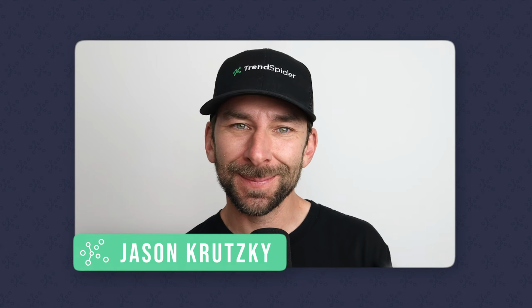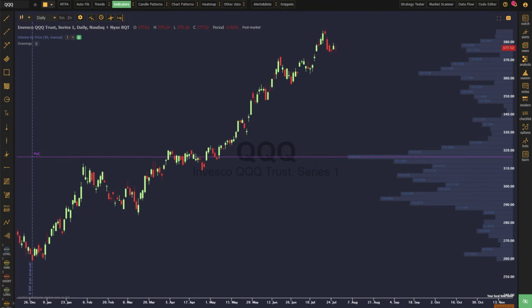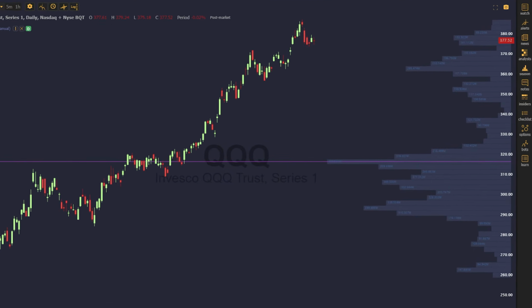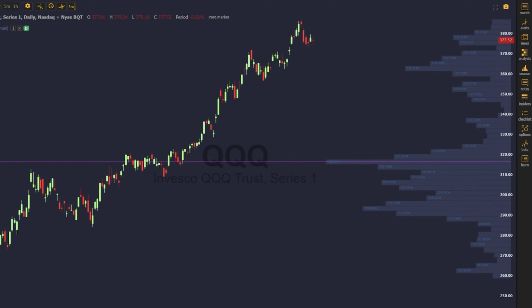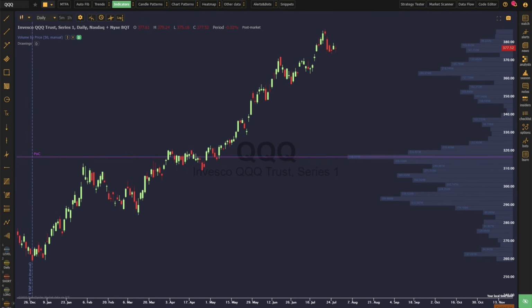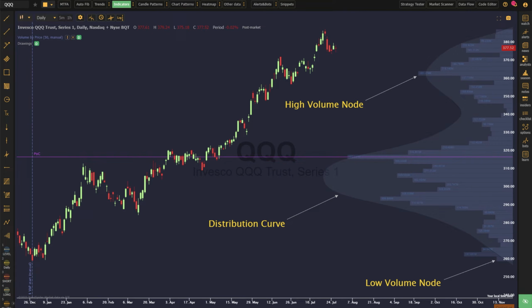Let's jump into it. A volume profile displays the amount of volume accumulated at each individual price point, and it's visualized by horizontal bars on the right-hand side of your chart. These horizontal bars are also known as volume nodes, and some traders refer to this visualization as a distribution curve. The length of a node is determined by the amount of volume traded, so the longest nodes represent areas of high volume, while the short ones represent areas of low volume.